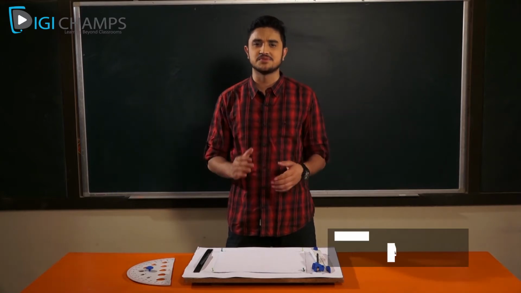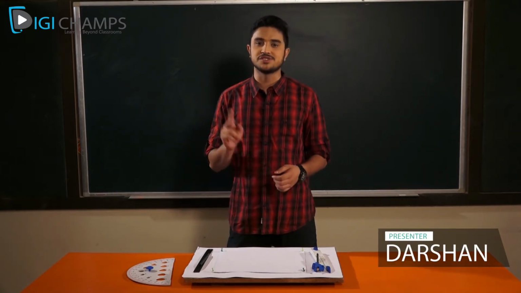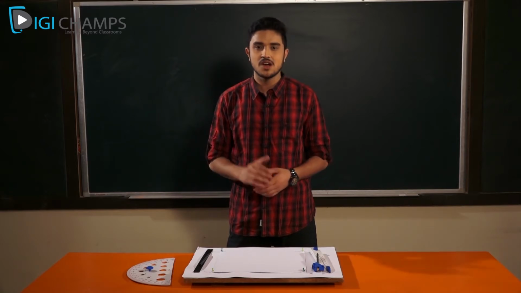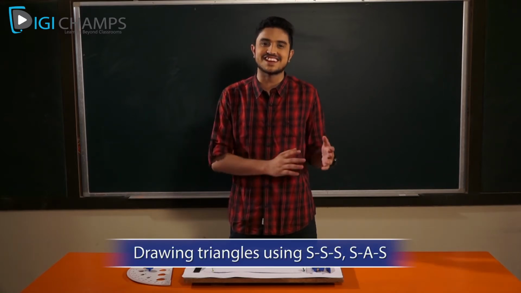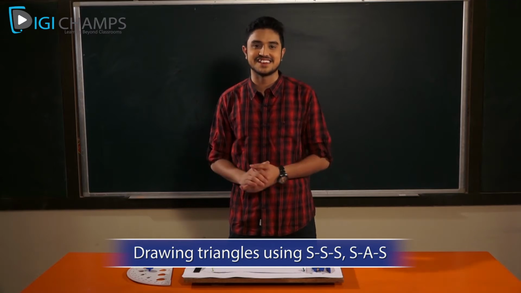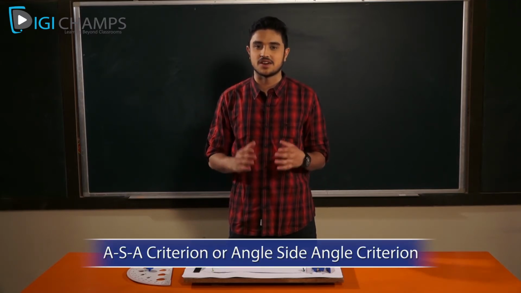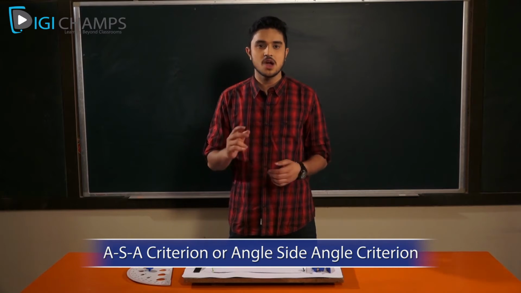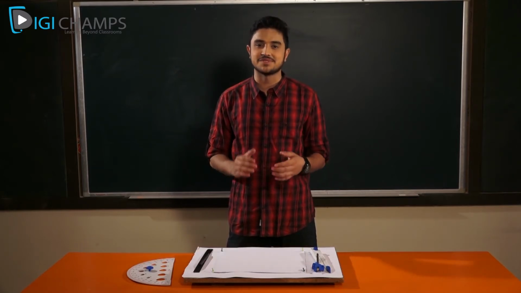Now in the last session, we saw how to draw a triangle if we know 3 sides of the triangle, or we know 2 sides and the angle between them. Or you can say we saw how to draw a triangle using the SSS criteria and the SAS criteria. Now let's go to the new criteria, that is the ASA criteria, or the angle side angle criteria, where we know 2 angles and the side between them. So champ, let us start with an example.